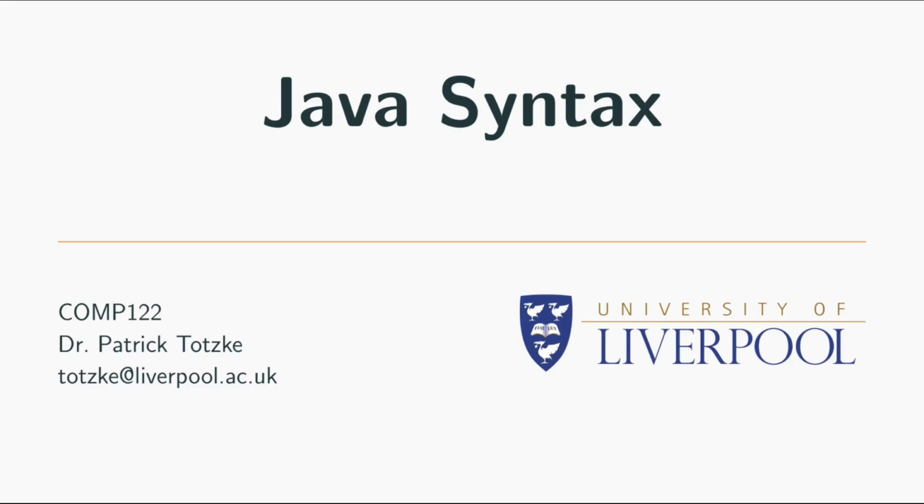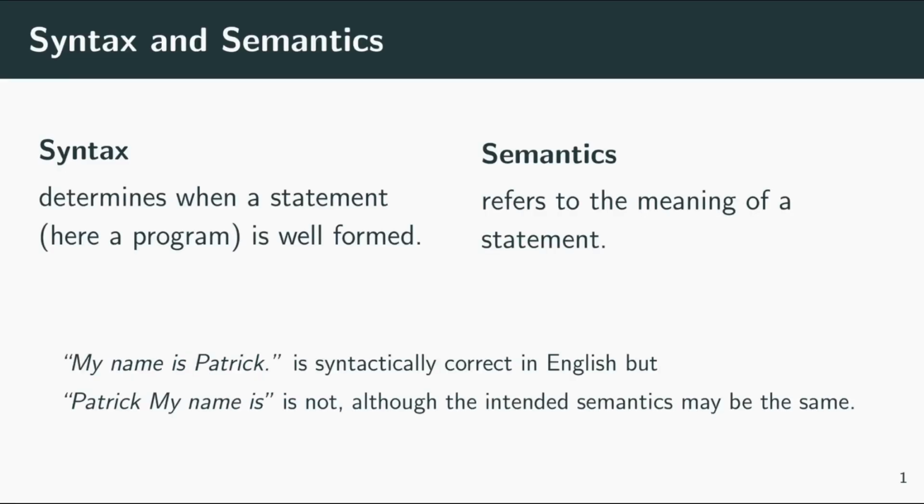Now that we know how to compile and execute a Java program, let's have a quick look at the syntax of Java source code. As a quick reminder, syntax determines when a statement is well formed, in this case, when a source code file is well formed, and semantics refers to the meaning of a statement. For example, "my name is Patrick" is syntactically correct, but "Patrick, my name is" is not syntactically correct, although the intended semantics might be completely identical.